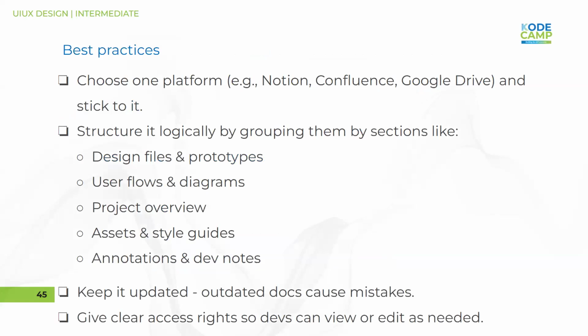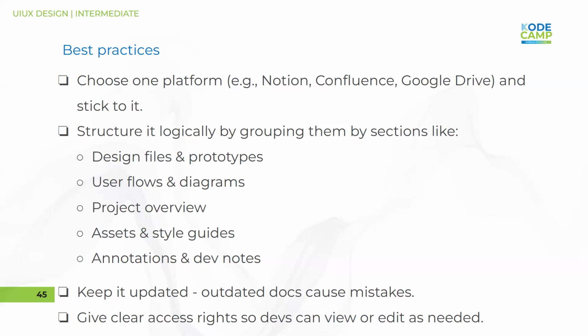So the best practice is to choose one platform. We have Notion, we have Confluence, we have Google Drive. Google Drive is simple. That's what I use, and stick to it. Structure it logically by grouping by sections like design files and prototype, user flows and diagram, project overview, assets and style guides, annotations and dev notes. Keep it updated, and then give clear access rights so that devs can view or edit.